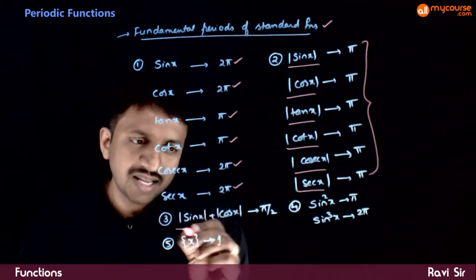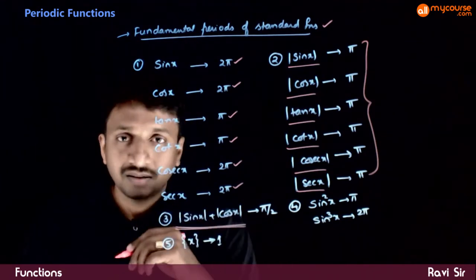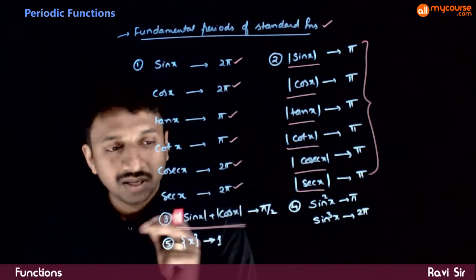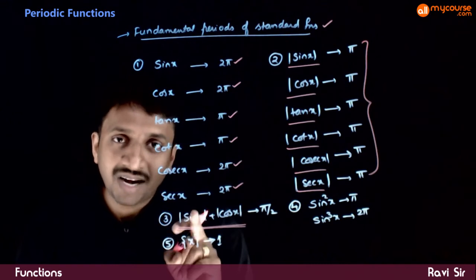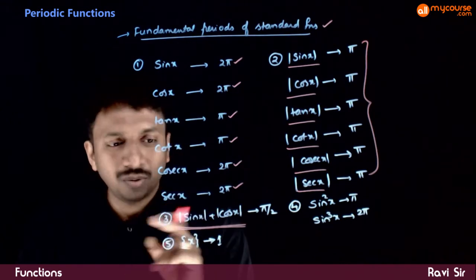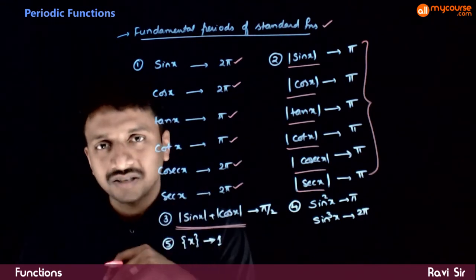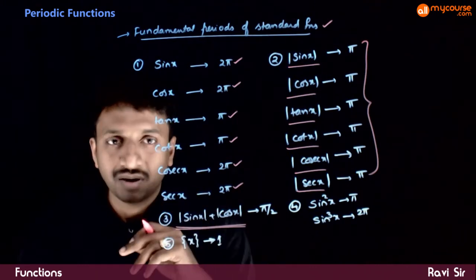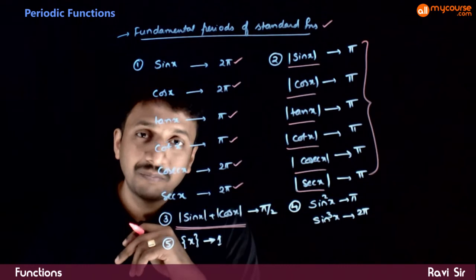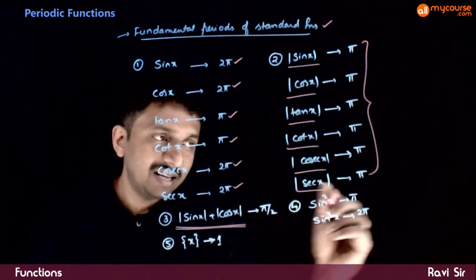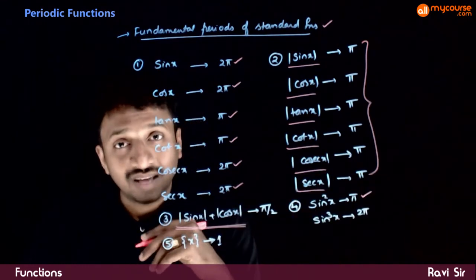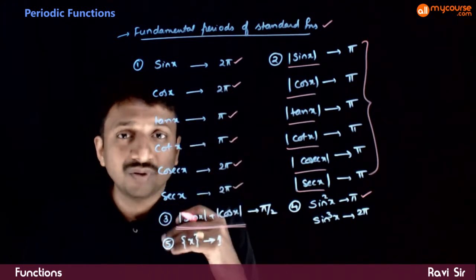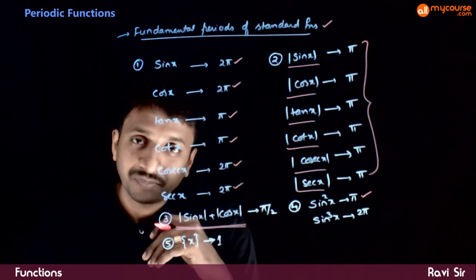And mod sin x plus mod cos x, remember this, has a period of pi by 2. You can check this. If you find f of x plus pi by 2, you get exactly the same function again. So mod sin x plus mod cos x has a period of pi by 2. And sin square x has a period of pi. Sin x has a period of 2 pi, but if you square it, you get a period of pi.